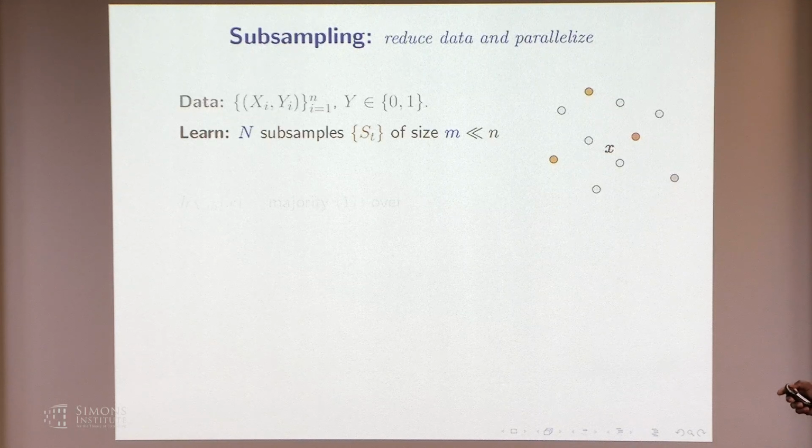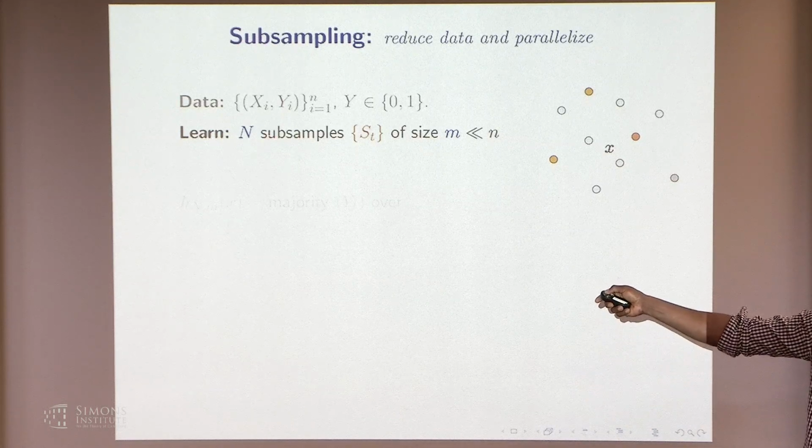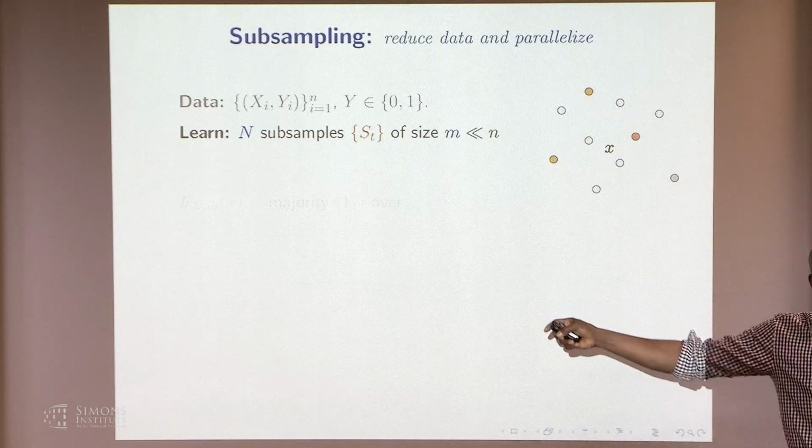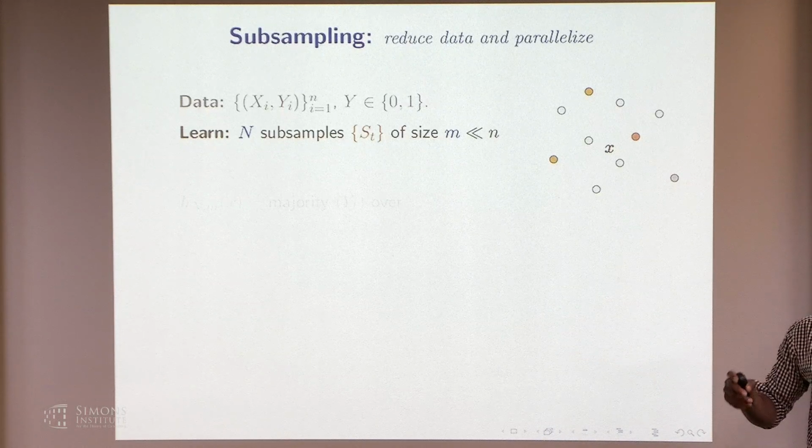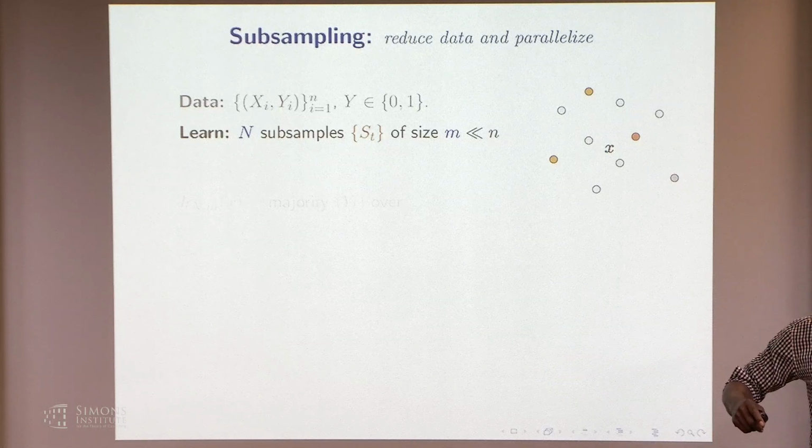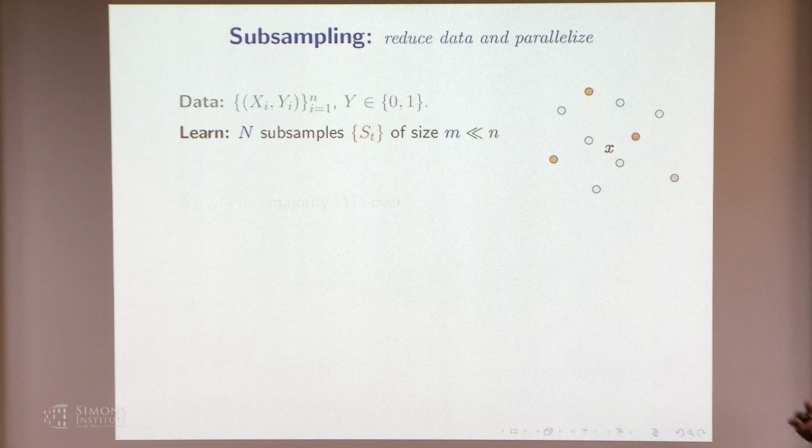However, I'm going to use a bag of subsamples. So, big N subsamples S_t of size little m, much smaller than n. I have many of these subsamples, and the idea is that I'm going to do one nearest neighbor on each of the subsamples, in parallel. So imagine that I have n different computers and each subsample sitting on a different computer. That's a bit of a downside because I need many more resources to get fast time. But that's the idea, that it can be done in parallel.